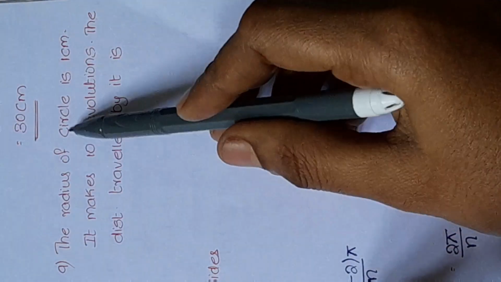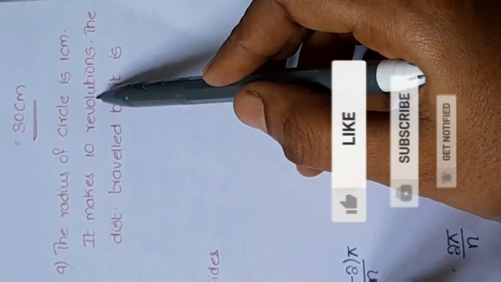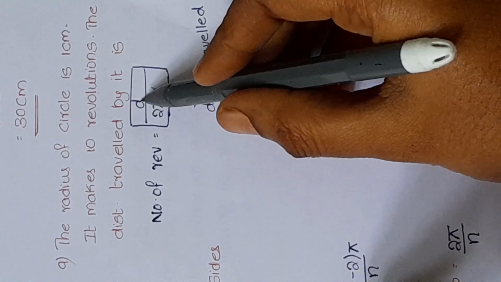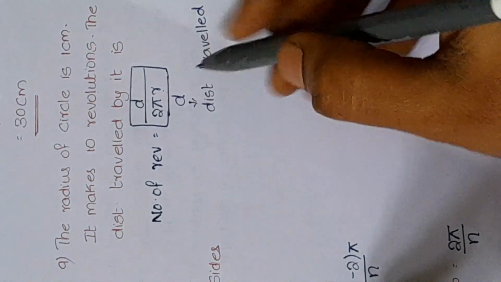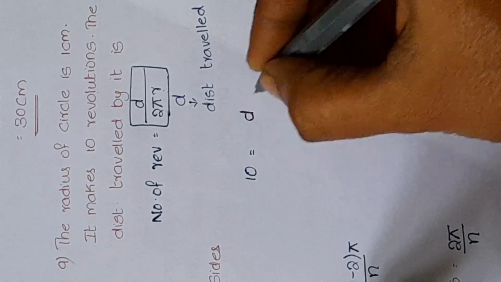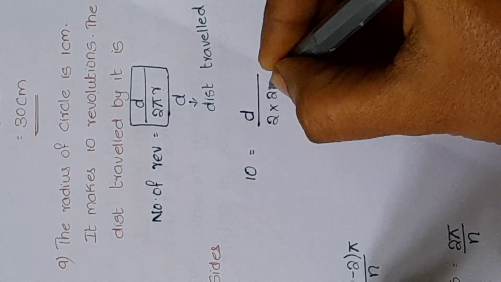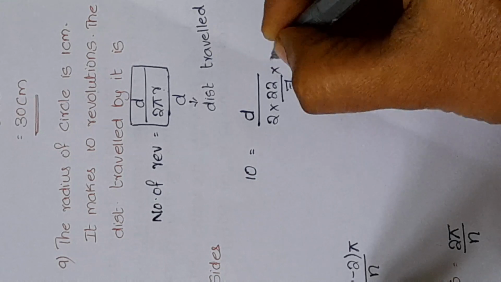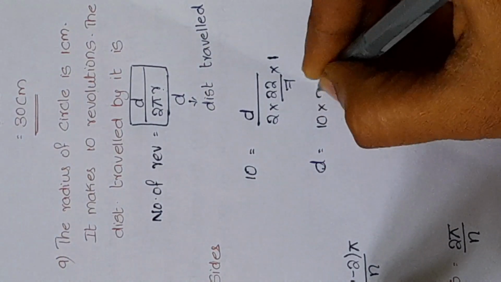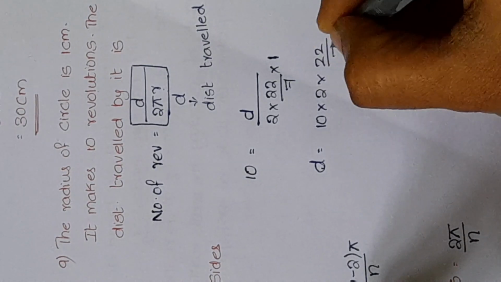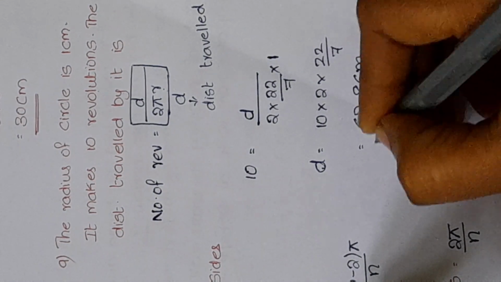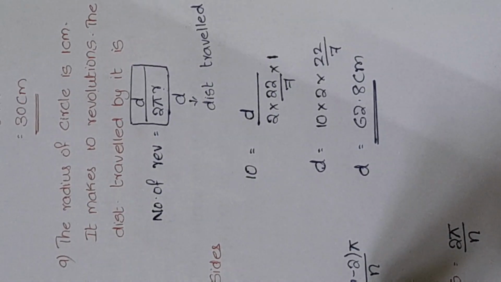Question number 9. The radius of the circle is 1 centimeter. It makes 10 revolutions. The distance travelled by it is: number of revolutions is d by 2 pi r, that is the circumference. D is the distance travelled. Number of revolutions is 10 here. Distance we should find, so d is 10 into 2 into 22 by 7 into r value 1, which is equal to 62.8 centimeters. This is the distance travelled.